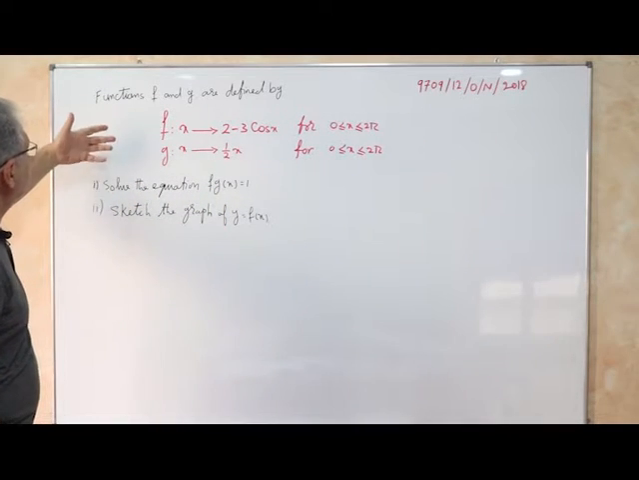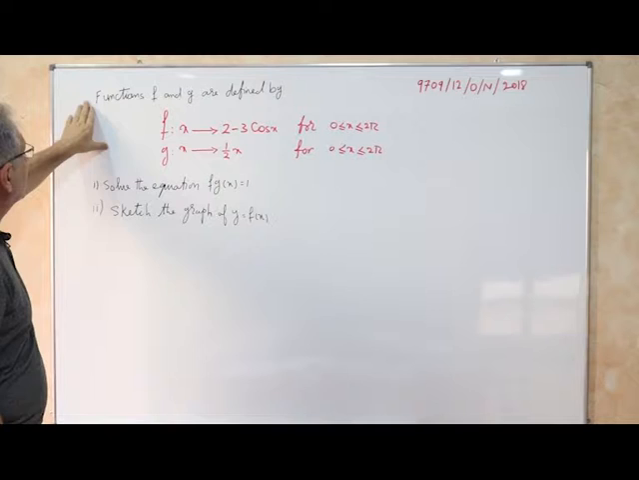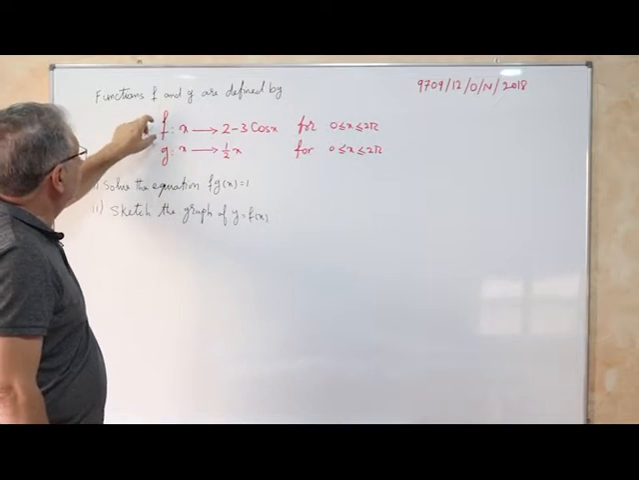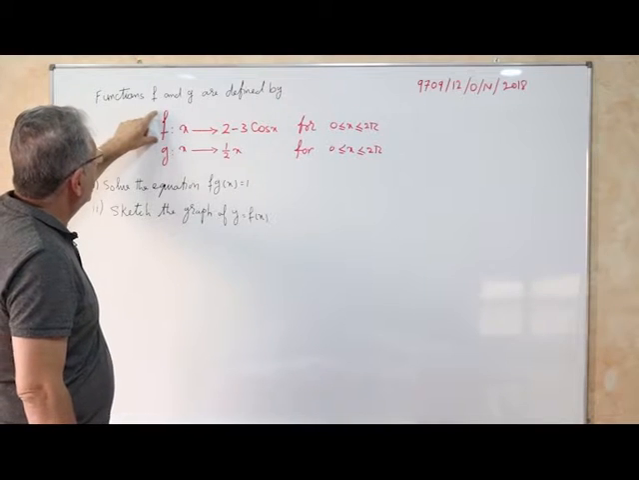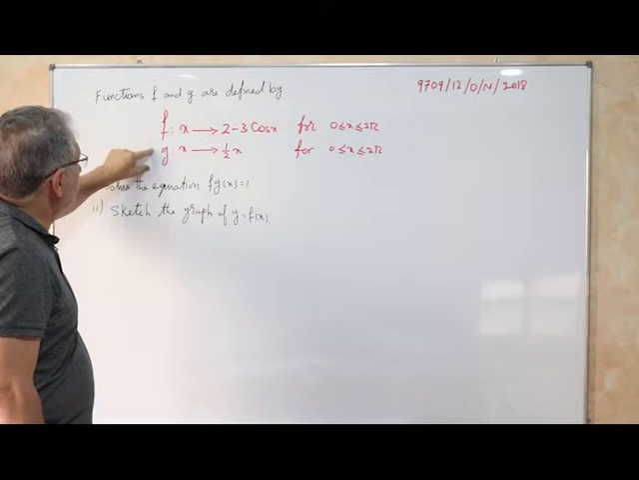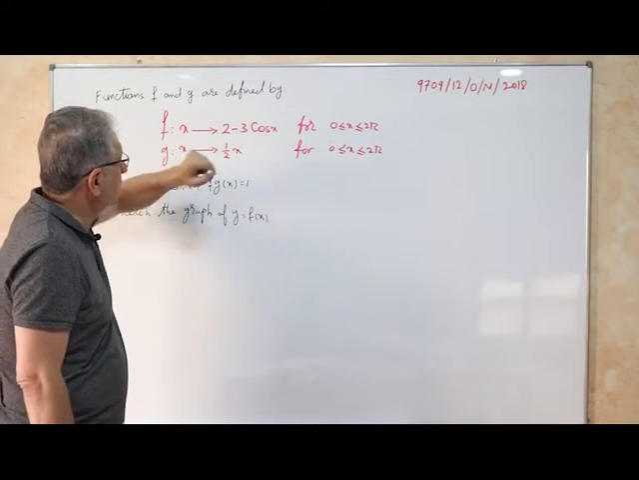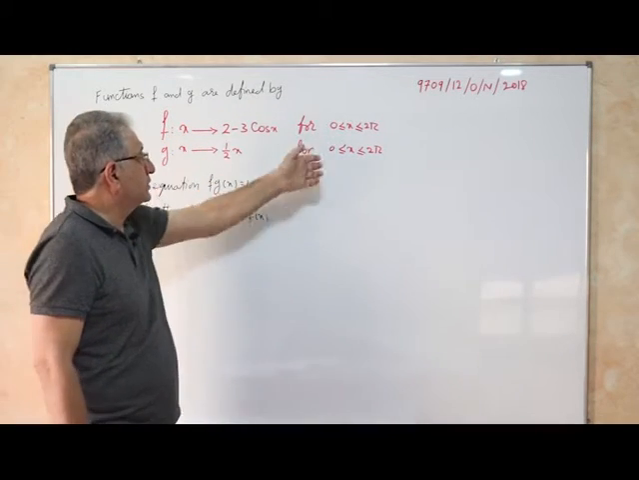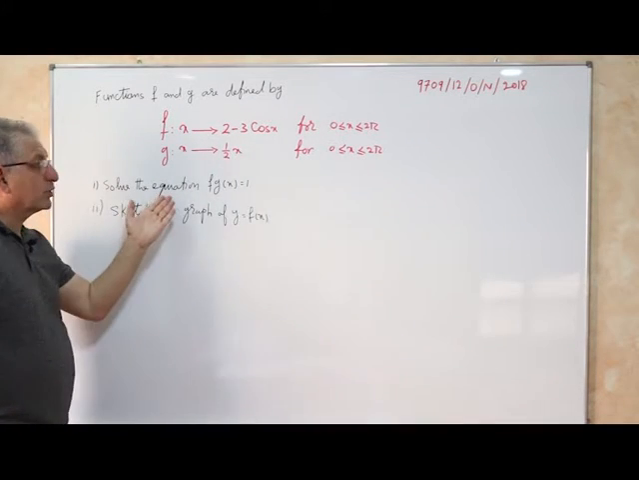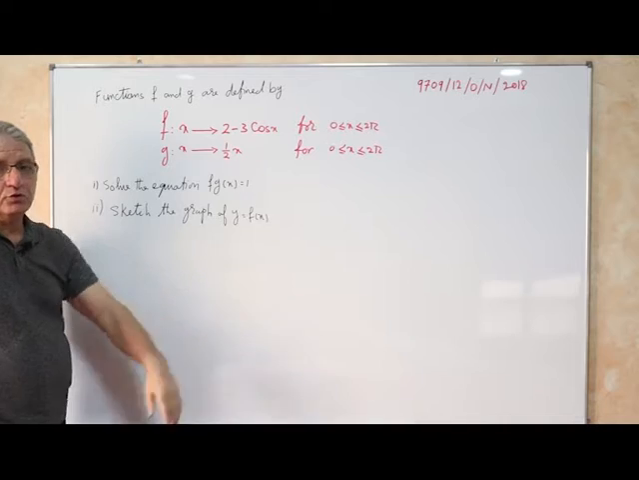Let's see what they're asking. They have given two functions f and g, defined like that. Therefore, f is x goes to 2 minus 3 cos x, and g is x goes to 1 over 2x. And the domain of them also is this. First of all, they're asking, solve the equation f g x equal to 1.